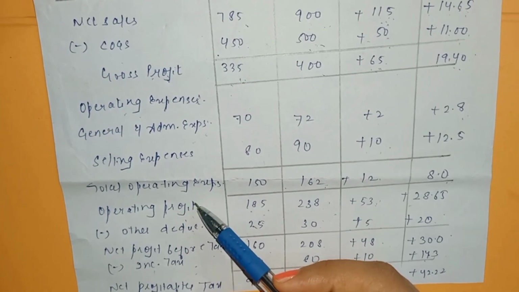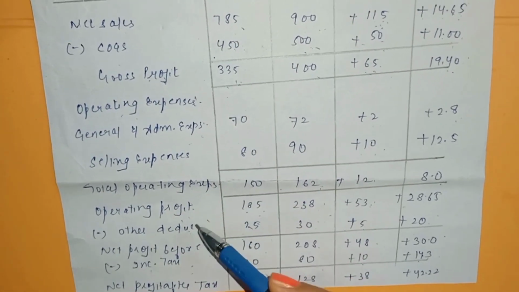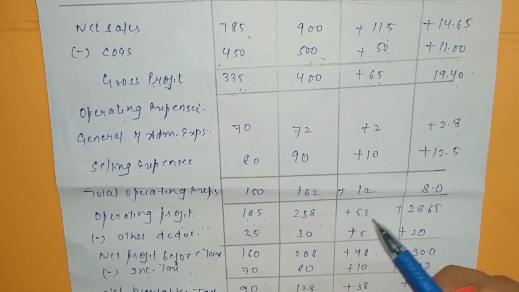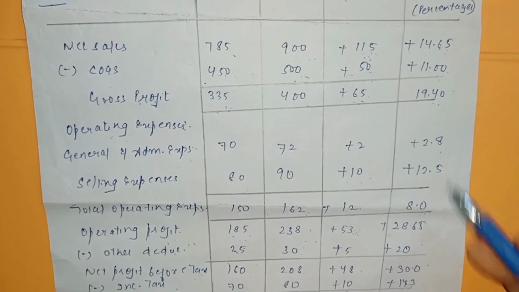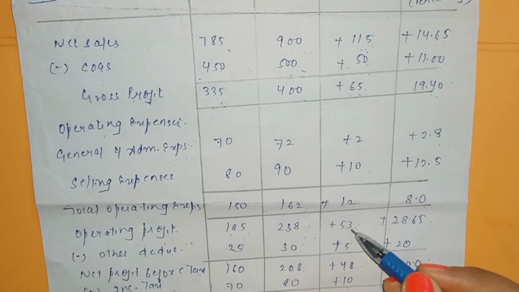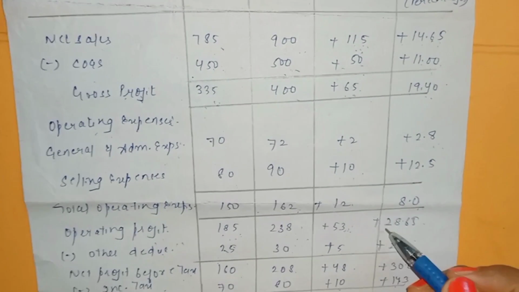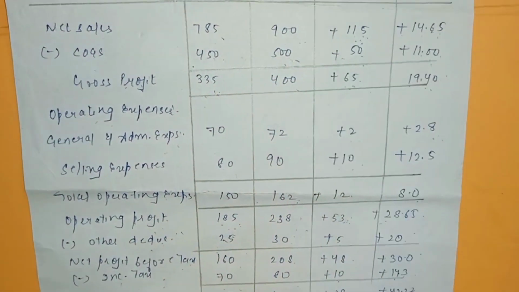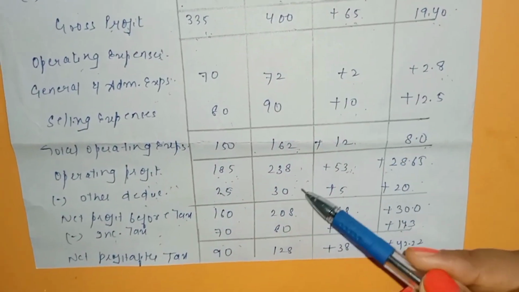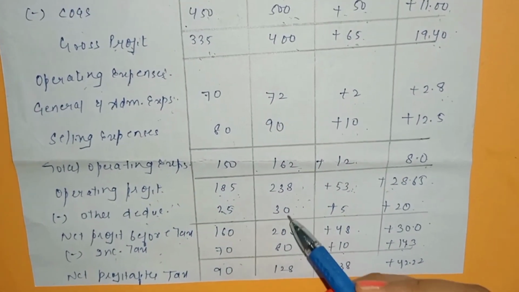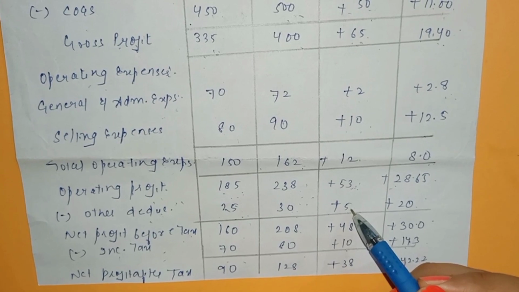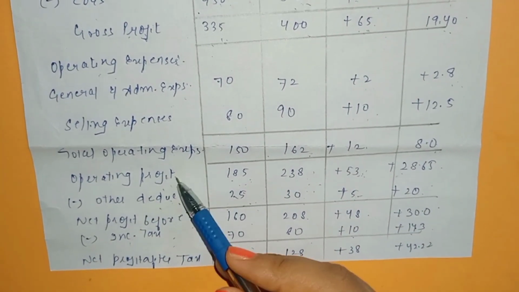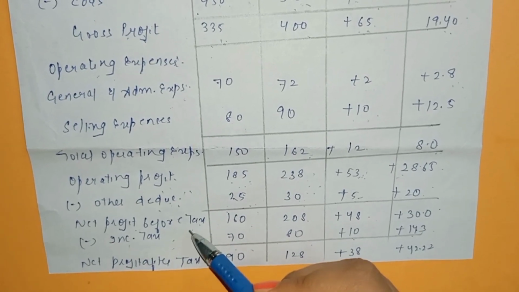So we will have to deduct the operating expenses from gross profit to find out the operating profit. In case of the operating profit, we can see that there is an increase of 53,000. If we want to find out the percentage of increase or decrease, then we will have to divide 53 by 185. Then there are some deductions given, that is the interest paid, that is 25, and in case of 2011 it is 30,000. Again we can see that there is an increase of 5,000 in case of the interest paid. Then we will deduct the deductions from the operating profit. Then we can find out the net profit before tax.